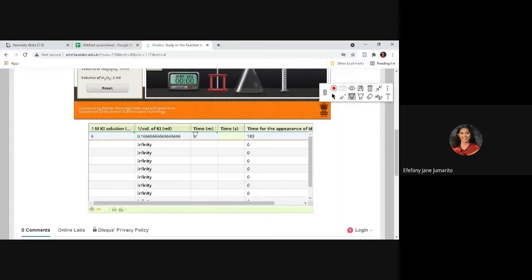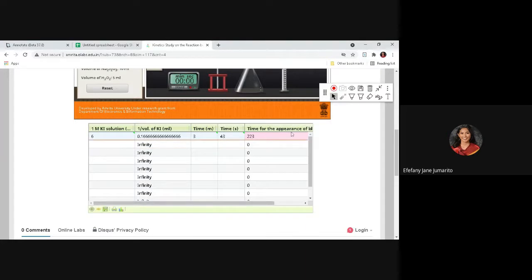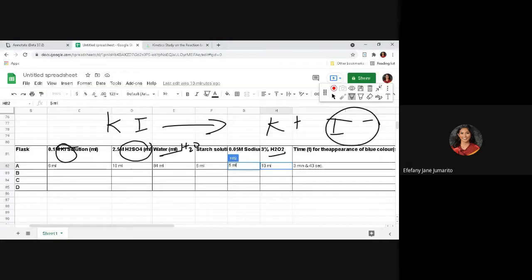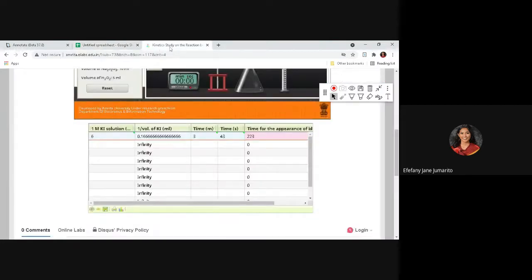Okay, after that, the time is 3 minutes and seconds is 43. So that's the time of appearance of the blue color. Okay, so that one. Now let's go to flask B.